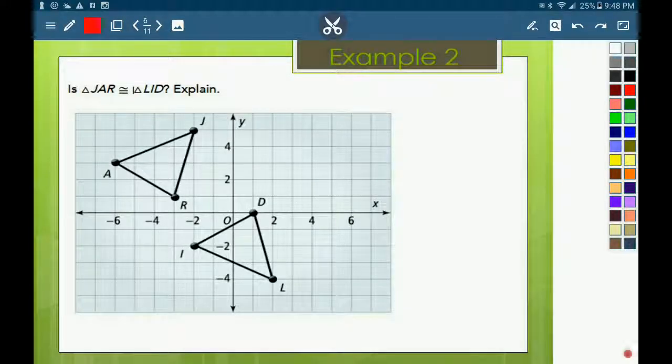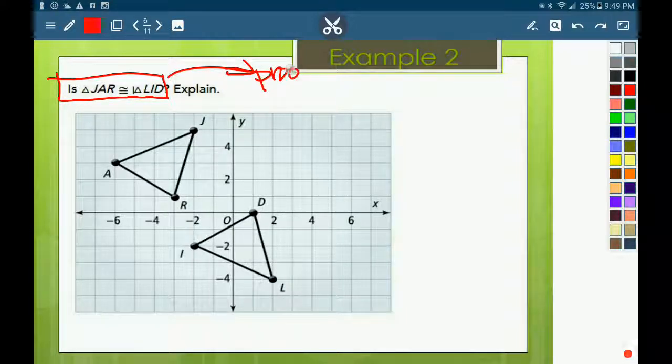All right, in this second example, we're going to prove if triangle JAR is congruent to triangle LID. So when it says, is one triangle congruent to another, that's really proving. You want to prove that they are congruent. Now, the way that they're listed actually tells you which letter matches up to which letter.